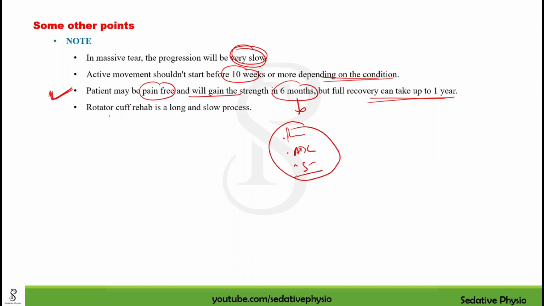And at last, the rotator cuff rehab is a long and slow process. You will have to make the patient and their attendants and family understand that this rotator cuff rehab will take a long time, depending on the condition. If there is a massive tear or full thickness tear, it can even take a lot of time to recover to normal function, right? So these are all the points regarding the physiotherapy management, the rehabilitation of the rotator cuff injury.